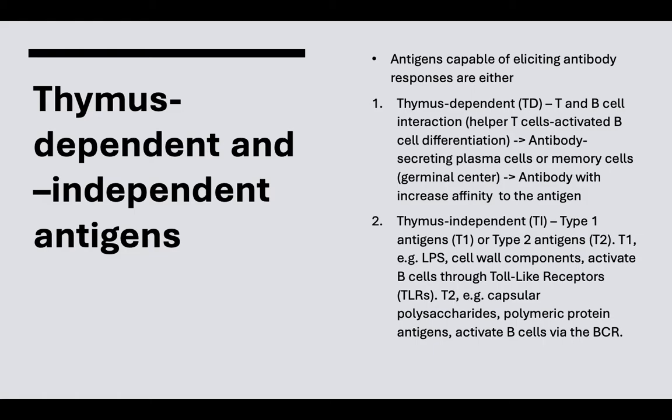Now, these two types of antigens are recognized, taken up, processed and presented such that the adaptive immune cells will develop specificity against them. So the humoral effectors, our antibodies, specific antibodies against these antigens, will be produced.